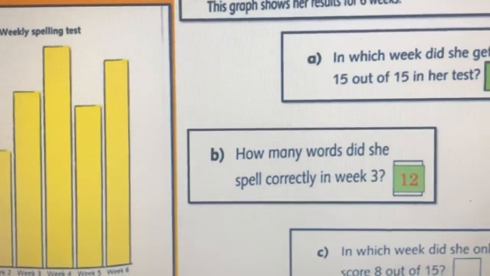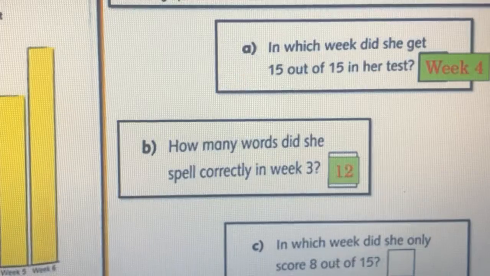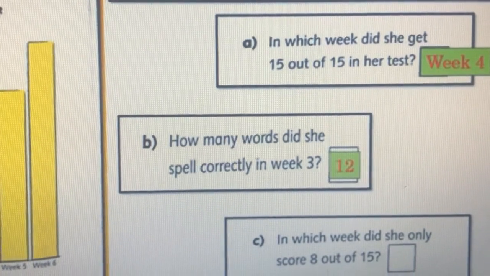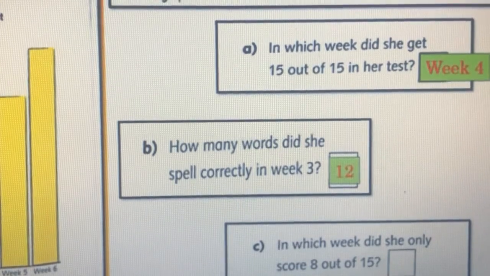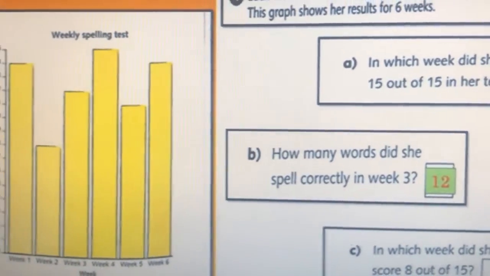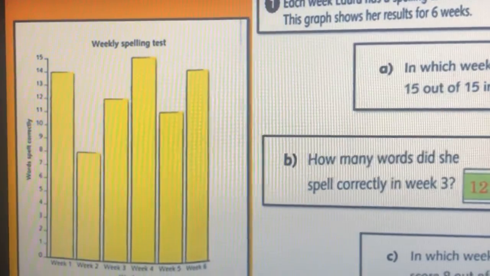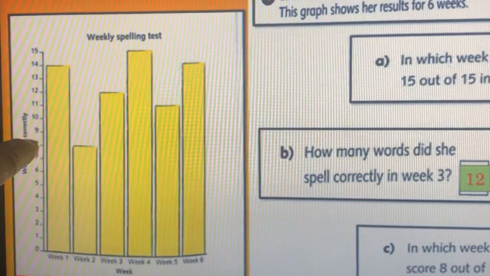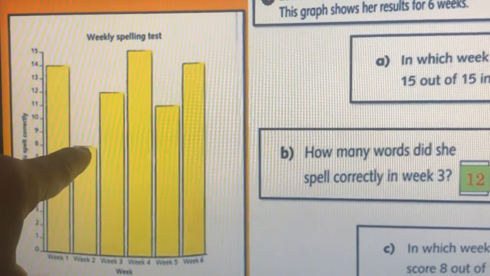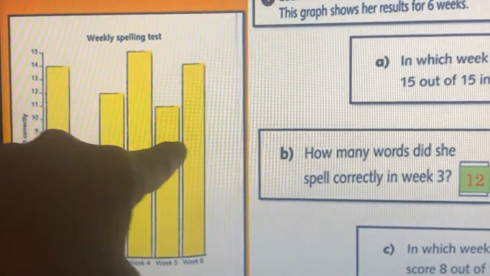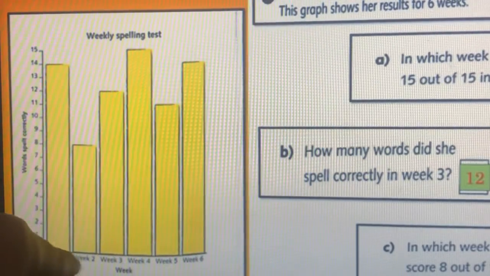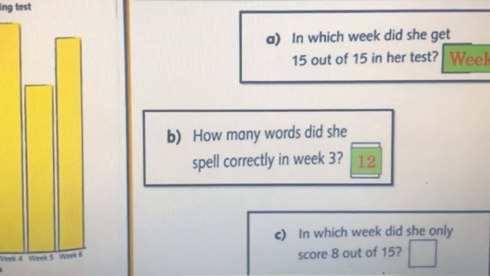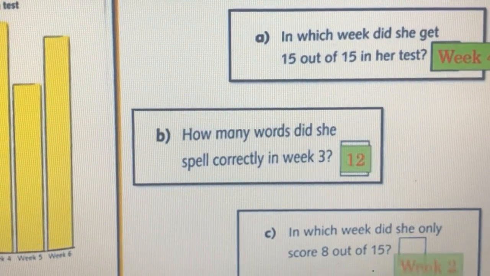Let's read the third one. In which week did she only score 8 out of 15? So I'm going to the side of words, here, the words spelled correctly. Which one shows 8? I have 8 here, so I have to go with my finger like this and keep continuing. Maybe you will find another one. No, so it's here. Then I will go down to read the week. So it's in week, yes, week 2. You are right.